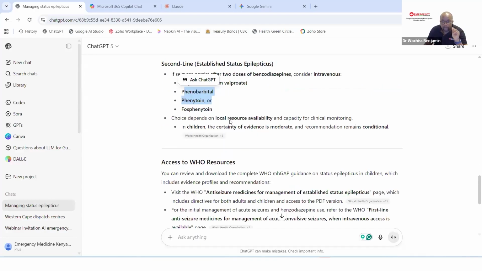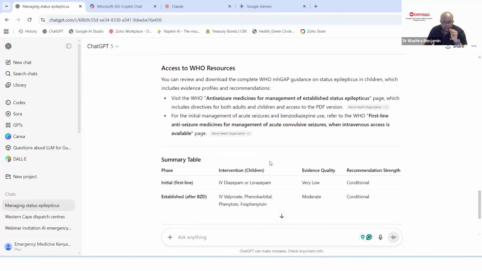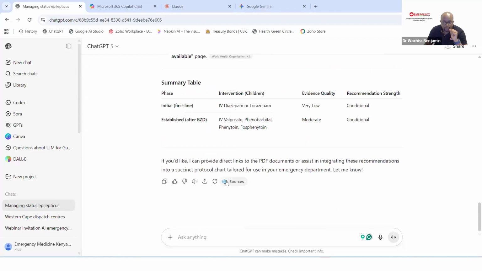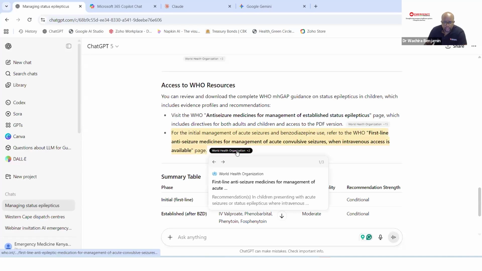Choice depends on local resource availability and capacity for monitoring in children, with moderate evidence. So after benzodiazepines, these are the options. And if I want to find the source for this, it's the first-line anticonvulsant medicines for management. So I can go into that website and click.